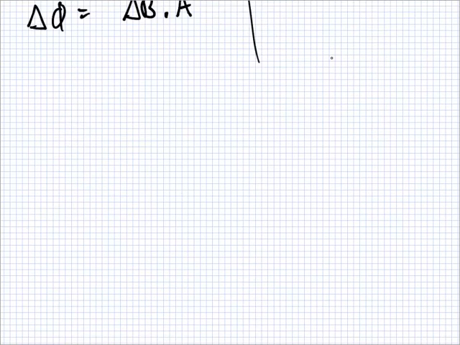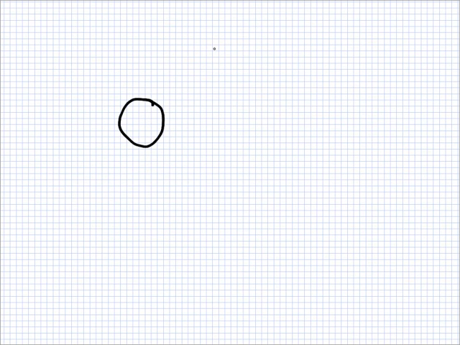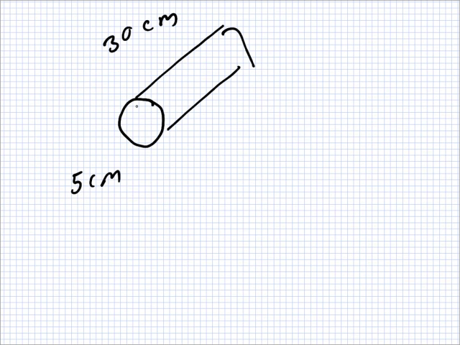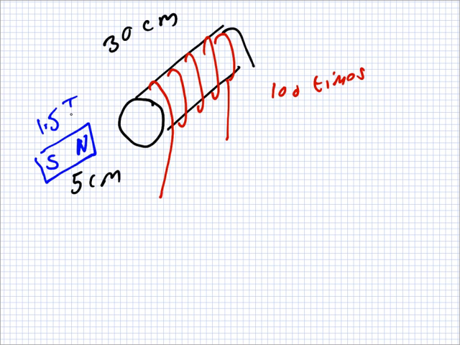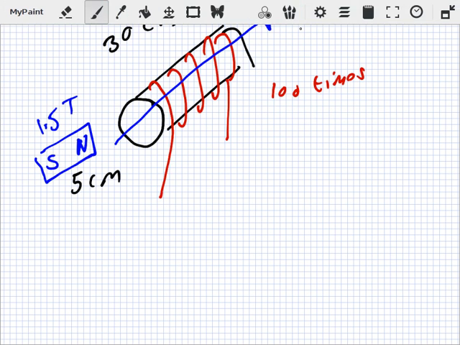So, firstly, how long is the pipe? 30 centimeters long and 5 centimeters wide. And then there's a wire wrapped how many times? 100 times, wrapped around it. And then you have a magnet here, 1.5 Tesla. You move the magnet in and out of the pipe over a time of 3 seconds.